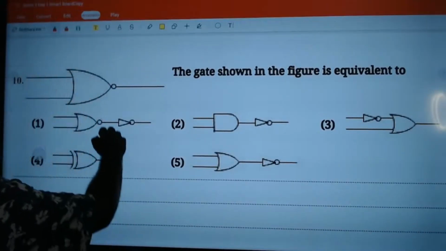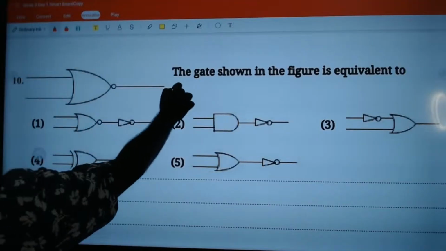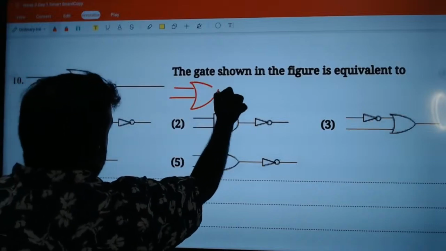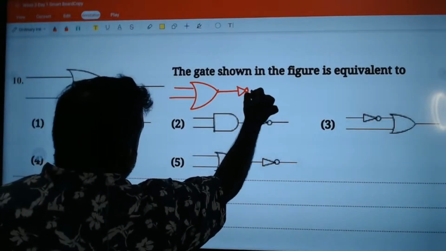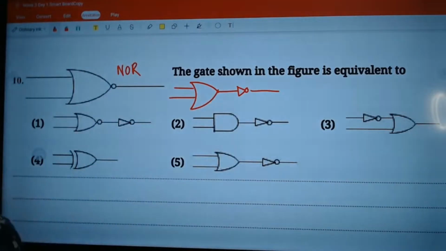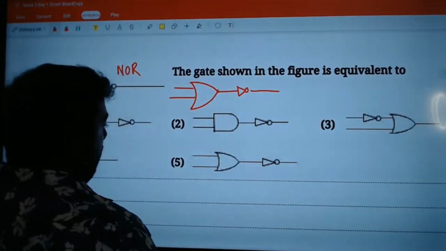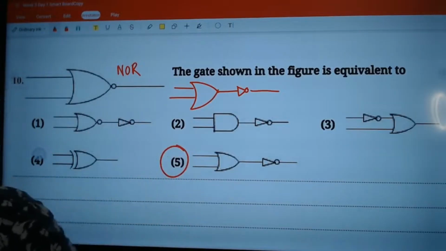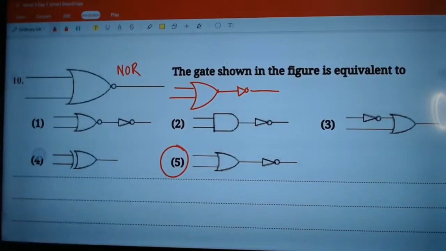Okay. So these are OR and NOT. An OR gate with a NOT gate gives a NOR gate. OR gate with a NOT gate is going to be answer number 5. Answer number 5, right there.